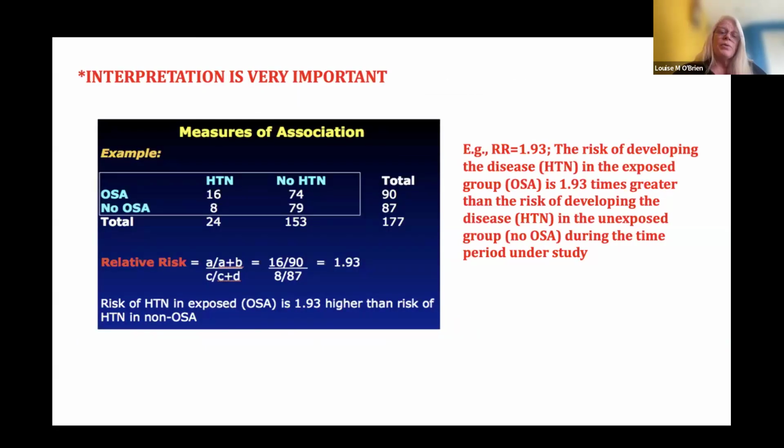So here's an example. In this table, we've got sleep apnea over here as the exposure, and hypertension as the disease of interest, the outcome. This is from a study. We plop those numbers in here, and we add up the totals.